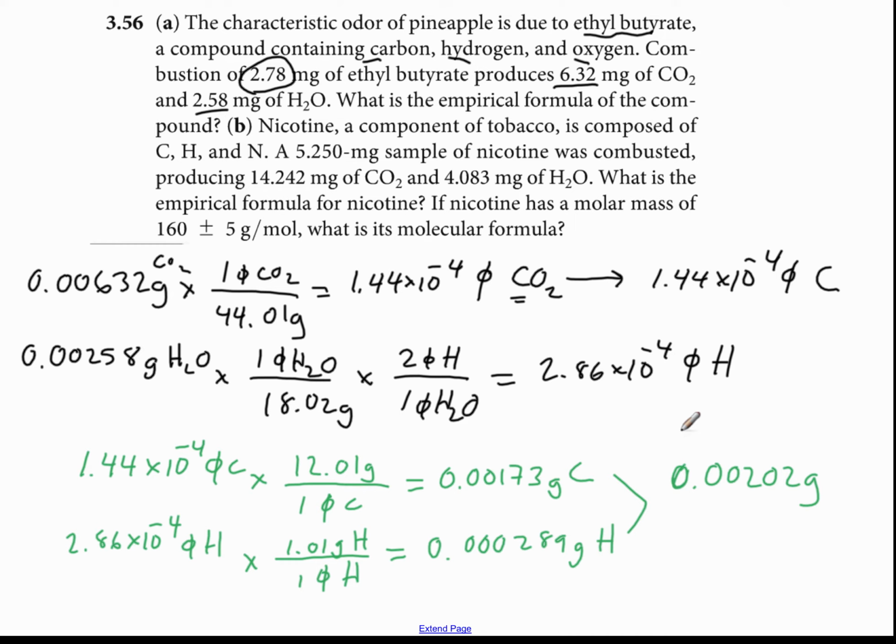So if I put 0.00278 up here, and I take the difference here, this is going to give me the mass of the oxygen, which in this case is 7.6 times 10 to the negative fourth grams of oxygen.